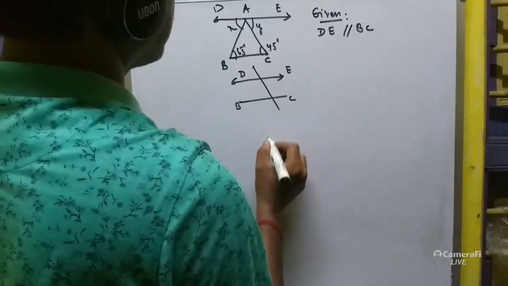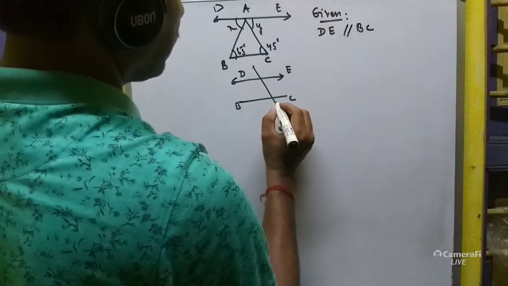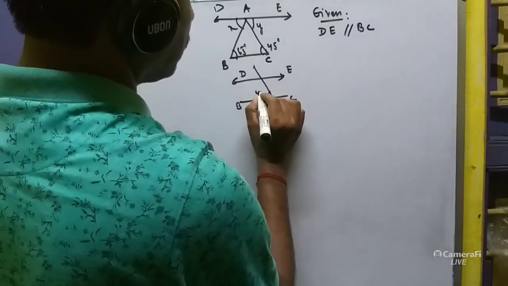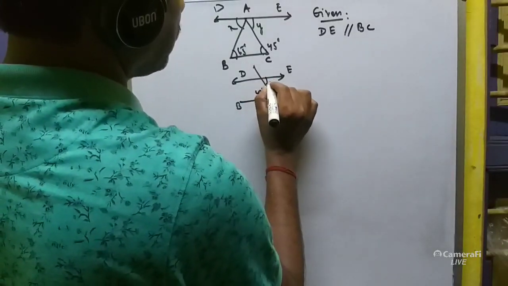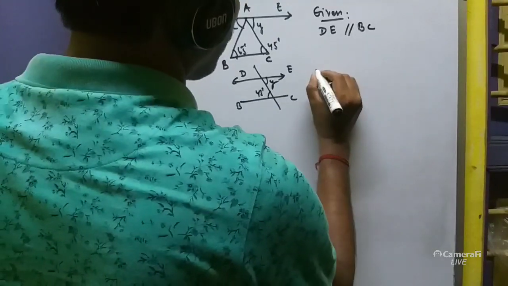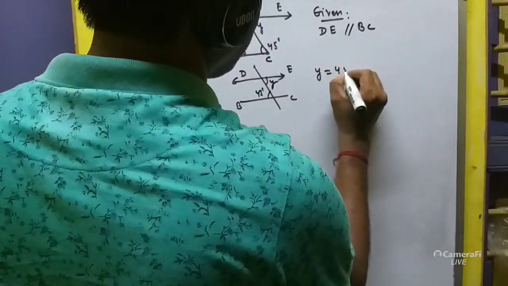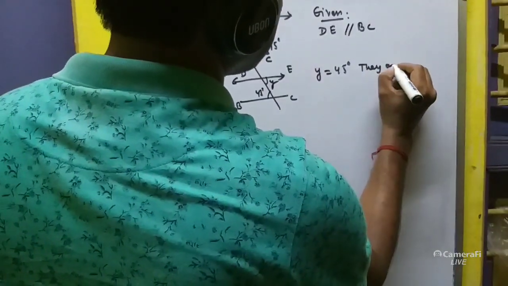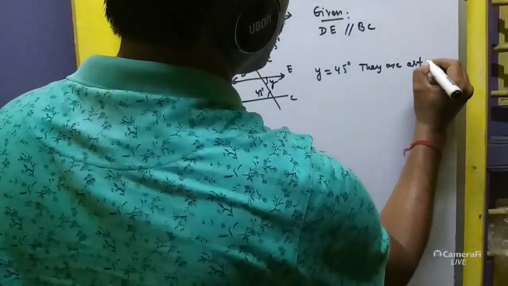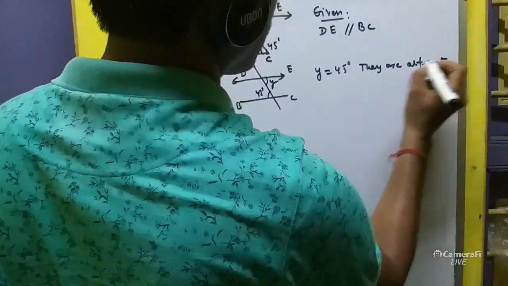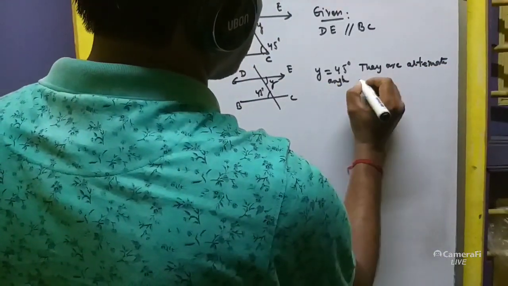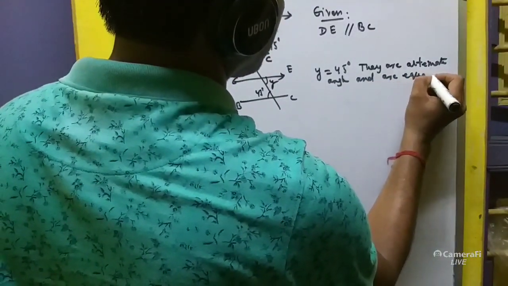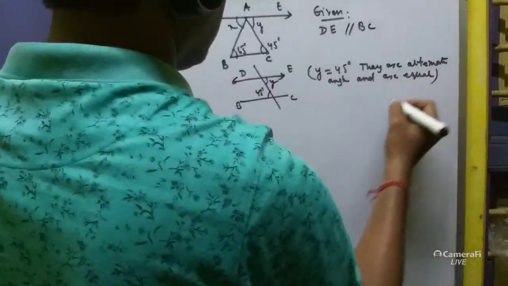Now this line, suppose this line is a transversal. So this one is 45 degree. So what is the value of y? So y equal to 45 degree. Why? Because they are alternate angles, and they are equal. So this one is done.